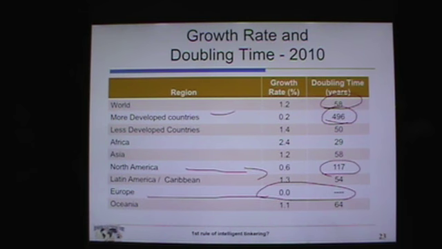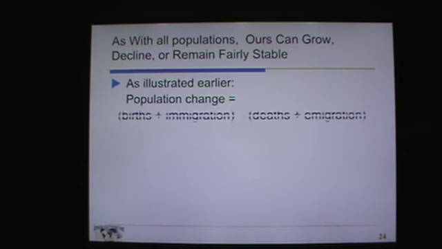So what are we going to do? It looks like we need to manage the growth rates in more developed countries and perhaps reduce it and increase it, or somehow change the demographics so that we're more balanced worldwide. Our population can grow, decline, or remain fairly stable. So population change is equal to births plus this.